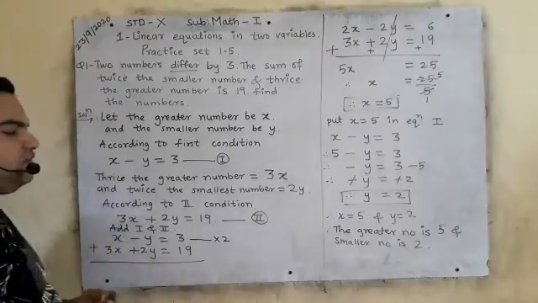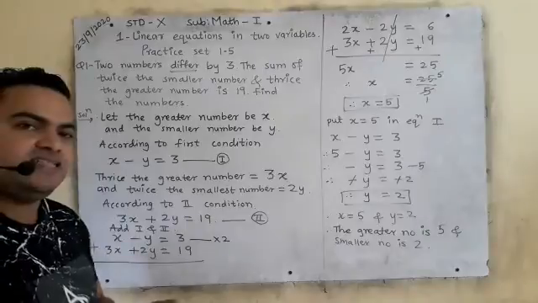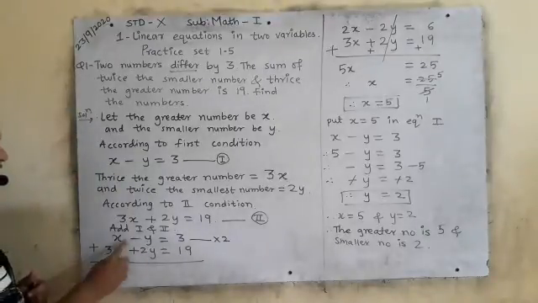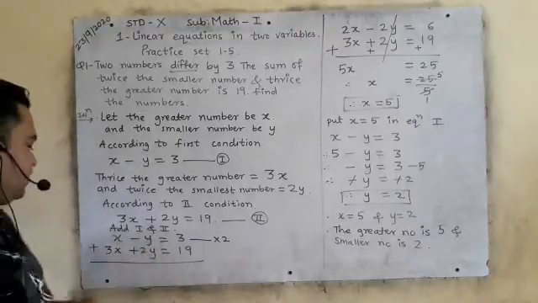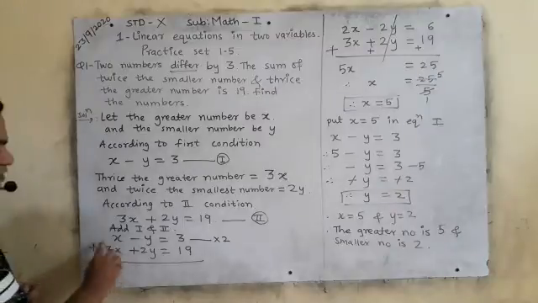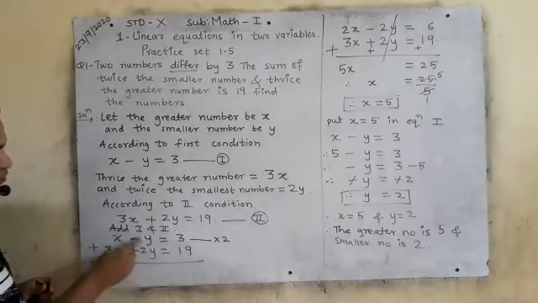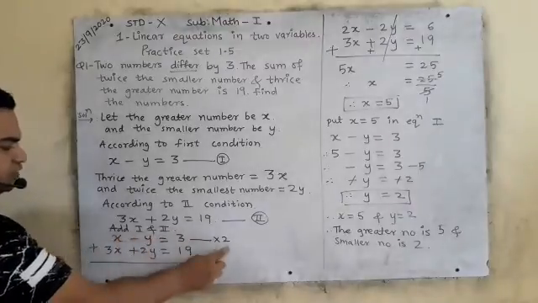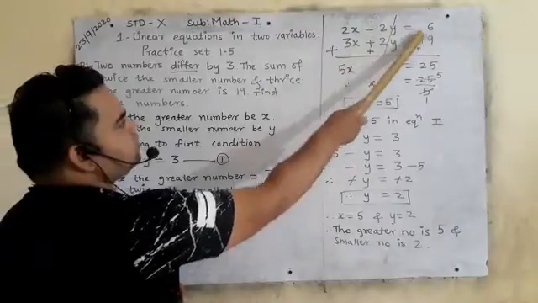Whenever, while solving simultaneous equations, the signs are opposite, you have to do addition only. Now we will make the coefficient of y equal in equation number 1. We want 2 here, so we will multiply this whole equation by 2. It will be converted into 2x minus 2y is equal to 6.